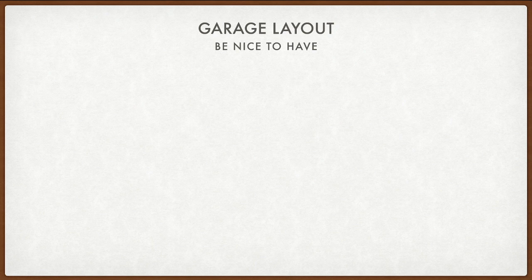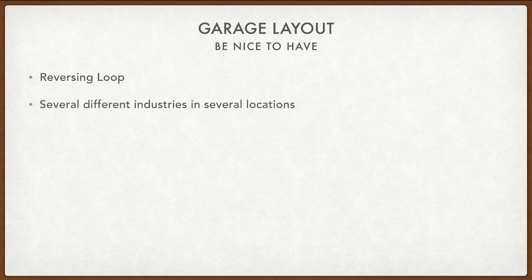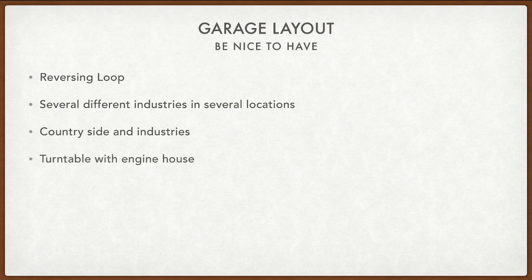Now, those are the must-haves. What'd be nice to have is a reversing loop. With those wide curves, I might be able to pull that off. I'd like several different industries in several different locations, and the countryside. Instead of it all being urban or all being remote, I'd like to get a mix or find a way to make that work. Because I've got that steam engine and I like some of the steam engines, I'd like to have a roundhouse and a turntable. I don't know if the space will allow that, but that's something to look at.